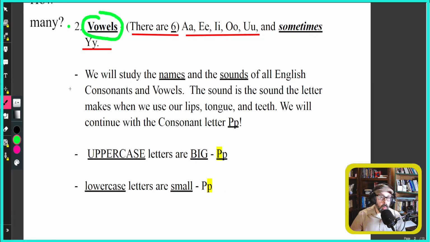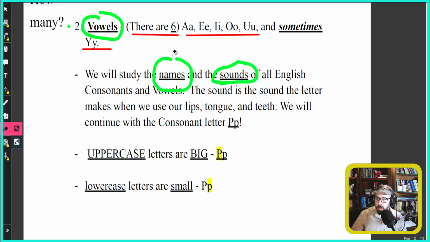Okay, now remember, when we study phonics, we are studying names of the letters. Lesson number 1, name B. This lesson, lesson number 2, letter name P. Okay, and we study sounds. Name P. Sound pizza. Pizza. Okay, so we'll work on that. So we'll continue to study English consonants and vowels.